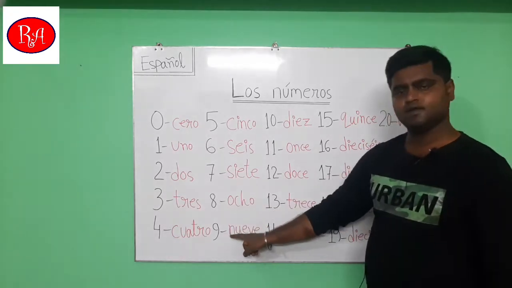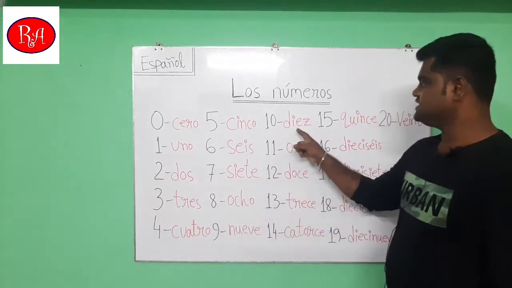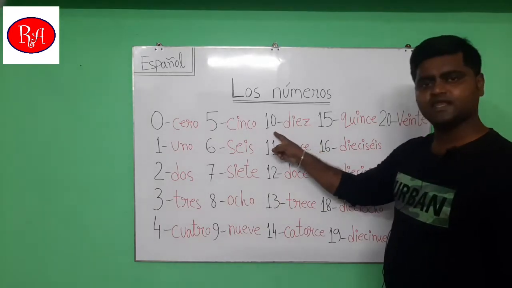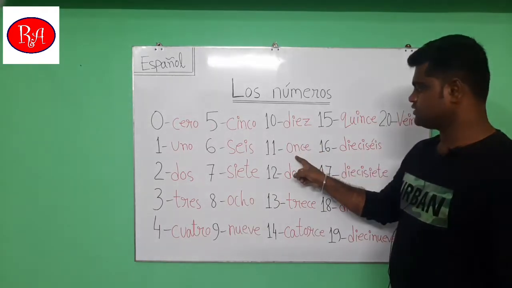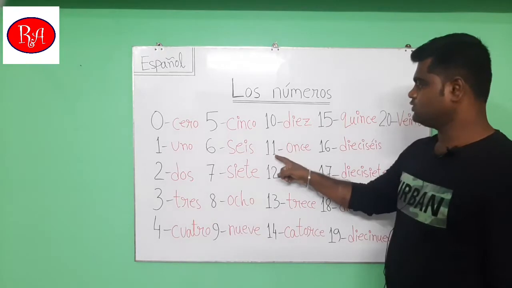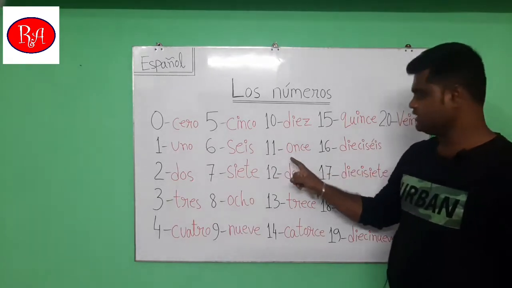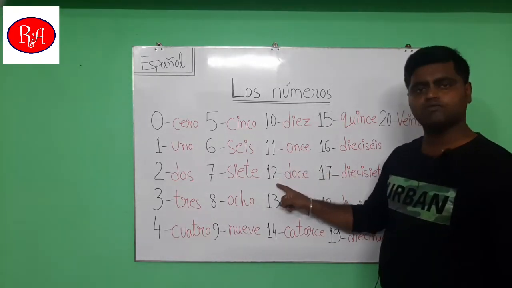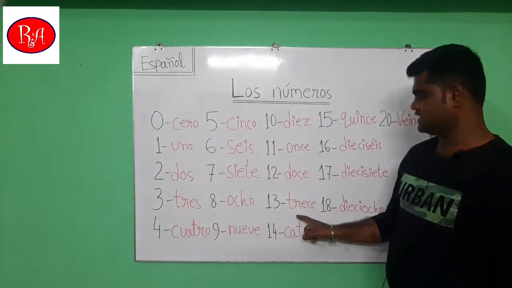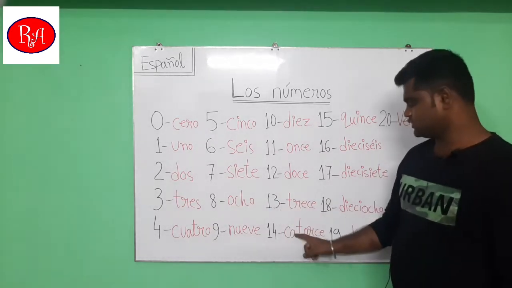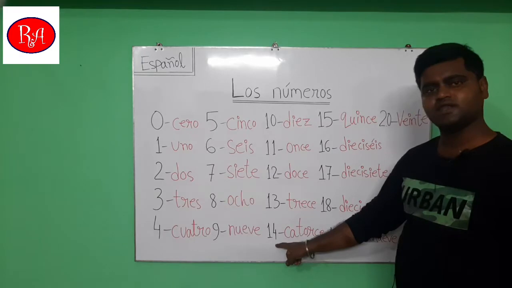Nueve, nine. Diez, that is ten. Once, not once. Once, 11. Doce, 12. Trece, 13. Catorce, 14.